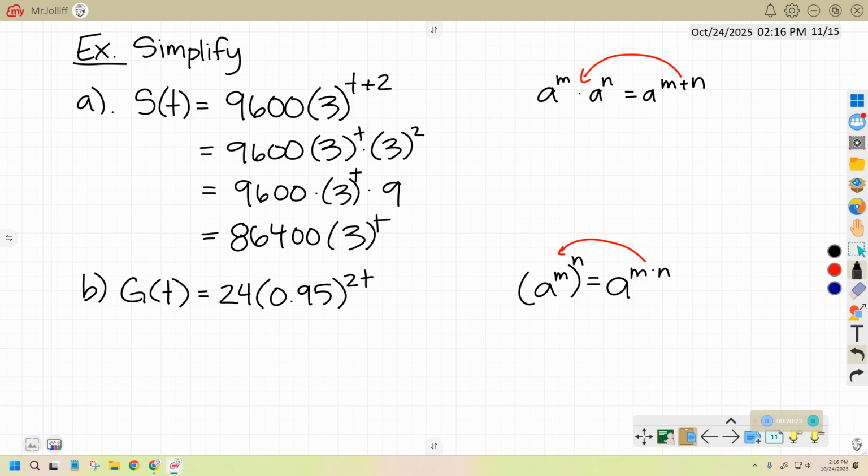I want to take that 2t and do something squared to the t. So I'm going to rewrite it this way. That's a good question. Everything that's in here is a number. I can plug that in a calculator. What's 0.95 squared? That's okay. I happen to know it because I did it earlier today.